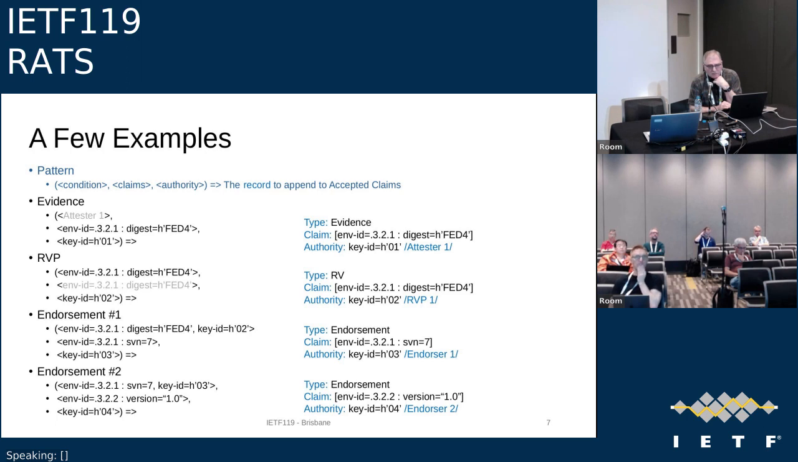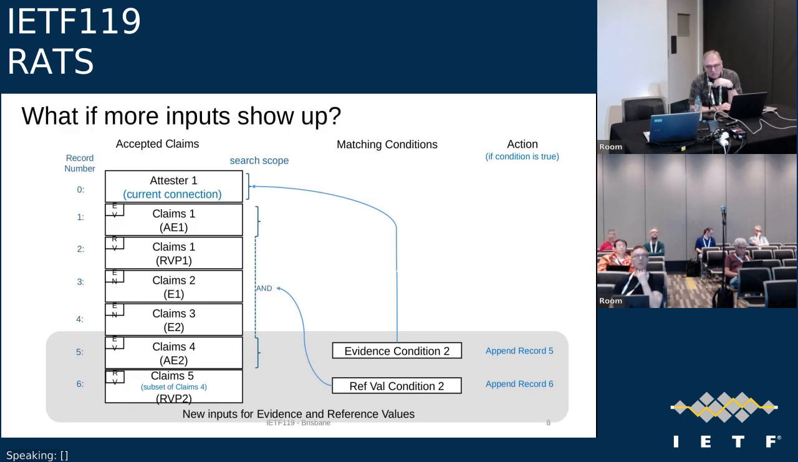In endorsement number 2, this is saying if the SVN is 7 and it's asserted under the authority of endorser number 1, then assert that the version is 1.0. So you can see how we're just adding more claims as we go and building a richer view of the attester. So what happens if more claims show up? We could get more evidence, for example, in which case that's fine, we just accept it. But then we get more reference values as another condition, and in this case, the scope is essentially all of the previous evidence and the new evidence. So you can see the search scope expanding to include all the evidence records.